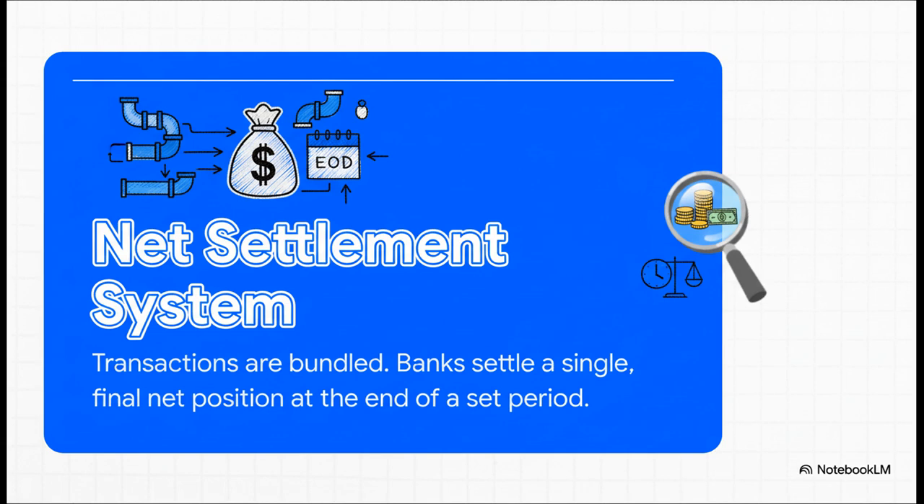The easiest way to think about this is like keeping a running tab with your friends all night. Instead of paying each other back after every single round of drinks, you just wait till the end of the night, add up all the IOUs, and whoever owes money pays up in one go.